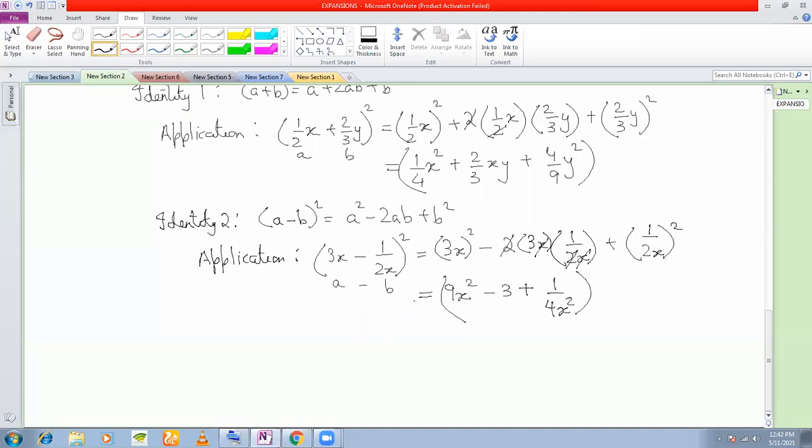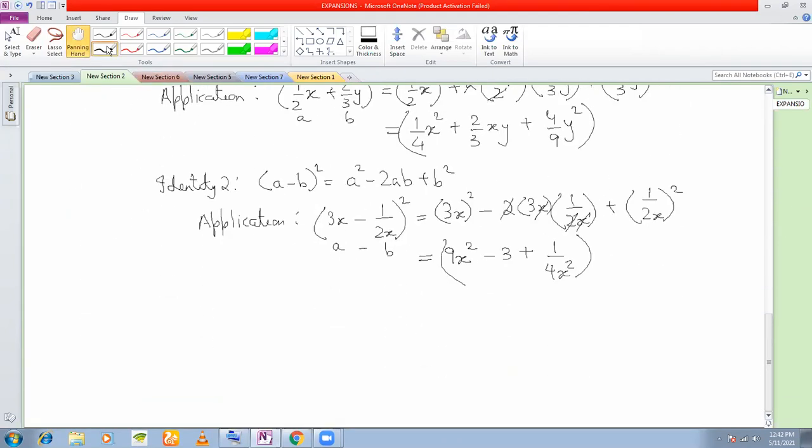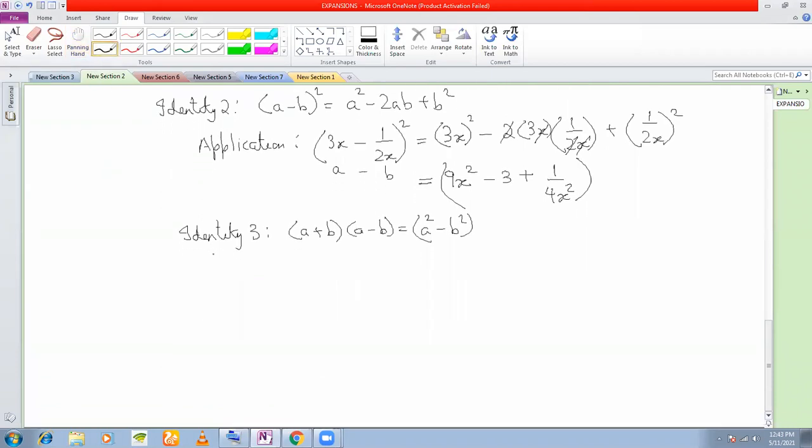The next identity that I see here is a plus b into a minus b. So identity 3: a plus b into a minus b. Now this you have done repeatedly in many of the sums. A square minus b square application you have done in many of the sums. I'll just show you one small application, and that should be it. But we'll be using this for factorization also. We'll be seeing many applications of these actually.